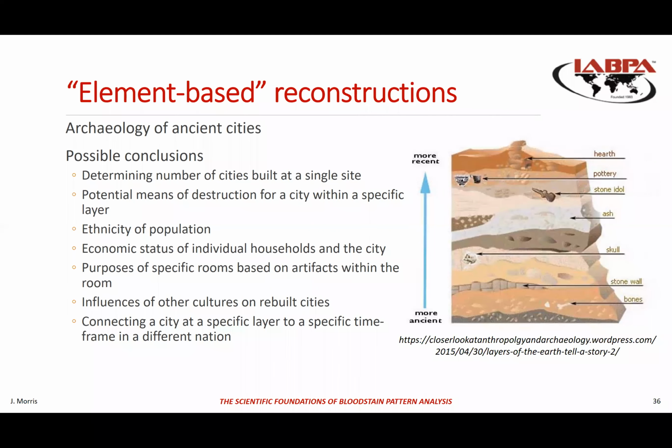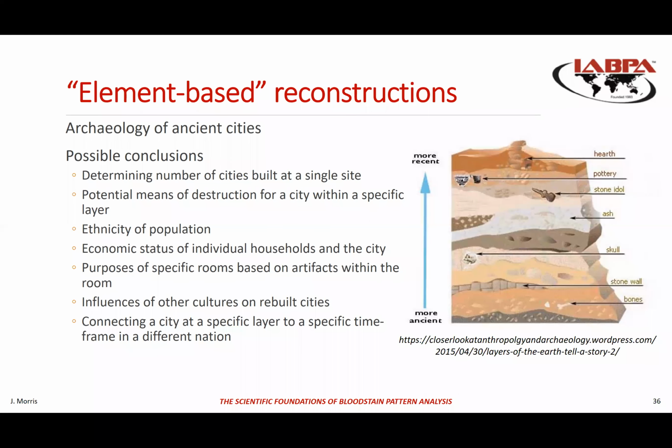Is this where the household animals were kept when they weren't outside? We can look at the influences of other cultures and other cities. If we can see their influence on the pottery or on the architecture, or we can also look connecting a specific layer with a specific time frame of another nation.